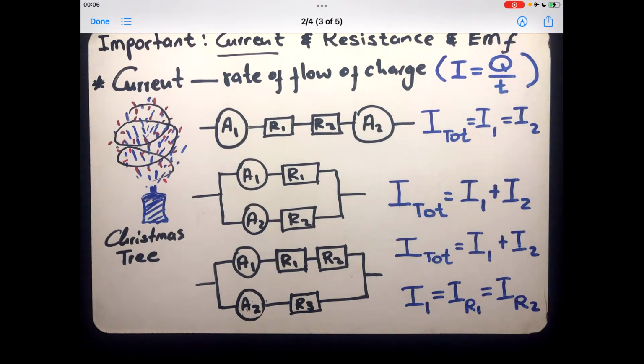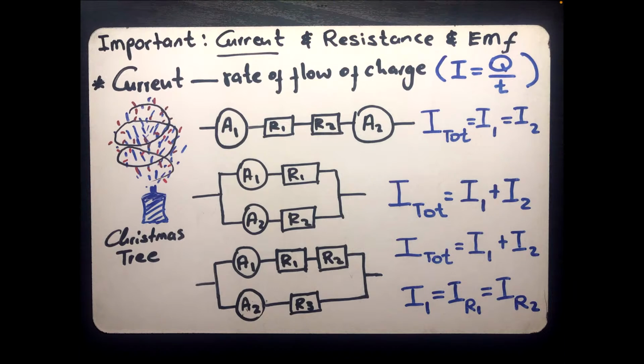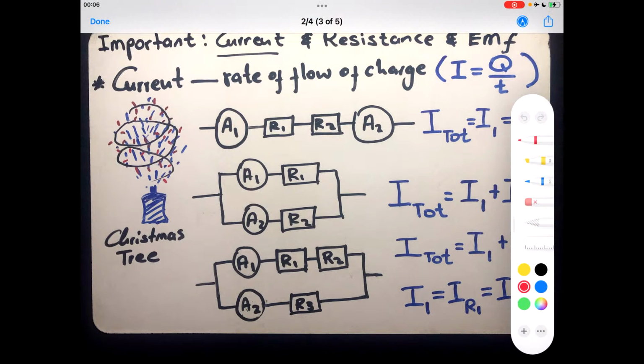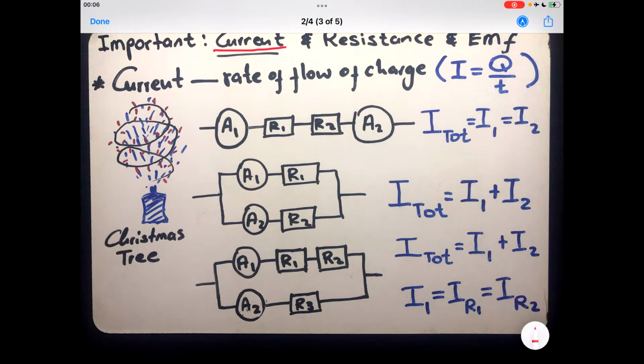Can you see current, resistance, EMF? The underlined word is what we will be discussing on this slide. So the current is what we are going to be discussing. The current, honorable members, simply refers to the rate of flow of charge.